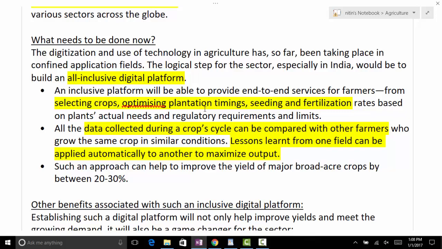Because what crop to be planted now? This is again to be helped by digitization, right? According to the soil quality, weather conditions, available inputs, the proposed crops would be there. Planted at what timing it should be done, what time seedlings or fertilization. Then it is to be compared with other farmers, and best practice to be replicated, lessons learned to be applied to other farms as well. And that is to be applied automatically to maximize the output. Because from somewhere you have got a best practice and similar conditions are available in other farms, so replicate it there.